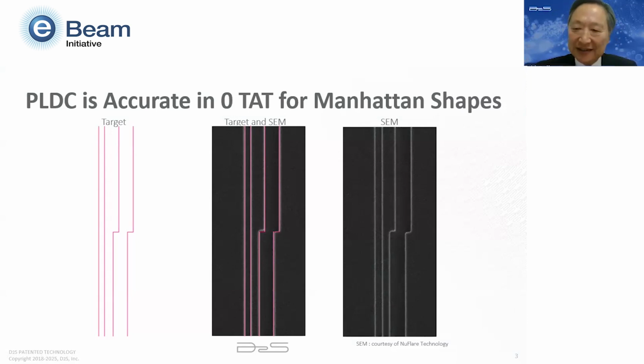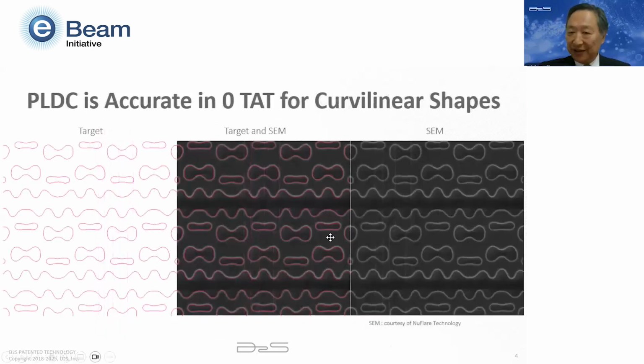What's on the left is the target mask shape. What's on the extreme right is the PLDC corrected SEM result. What's in the middle is an overlap between the two. You want to see the least amount of difference between the 2 shapes. And you see that. Curvilinear shapes, it works very well too. You can see that there is very little deviation between the purple shape and the same picture. Doesn't matter if it's small or big.